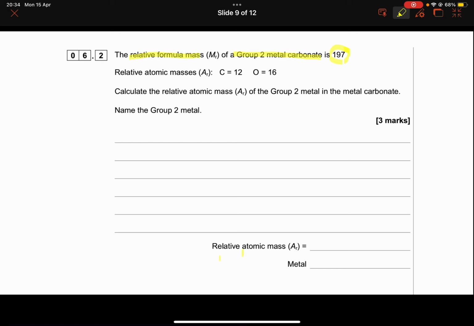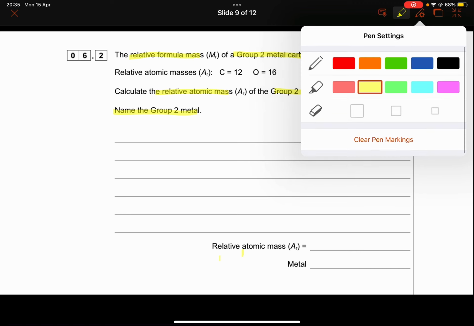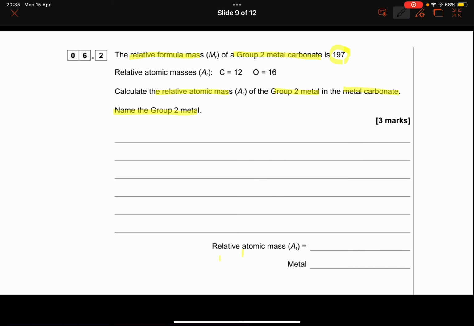I've been given some relative atomic masses. Great. If I didn't have them, I could just look on my periodic table. Calculate the relative atomic mass of the group 2 metal in the metal carbonate, and then we've got to name it. Right, where do we start? So the first thing we need to know is what is the carbonate group. So the carbonate group is CO3.